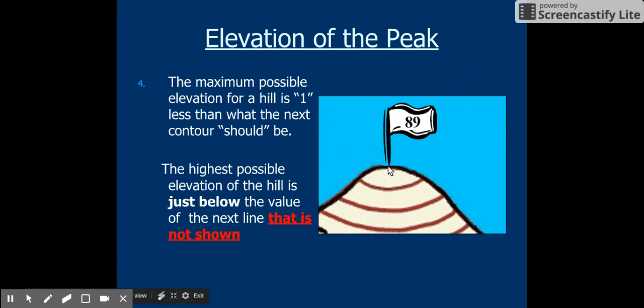When you want to know how tall a mountain is on a map, you have to find the maximum possible elevation. In this case, the highest possible elevation is going to be right below what the next contour line might be on the map. So there's a flag showing you an elevation of 89 feet. The next contour line would probably be 90, but since the mountain is not 90 feet tall, the maximum possible elevation is 89 feet.